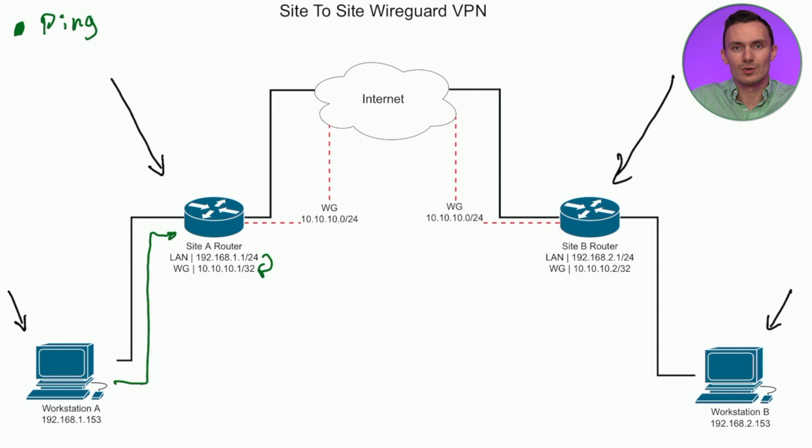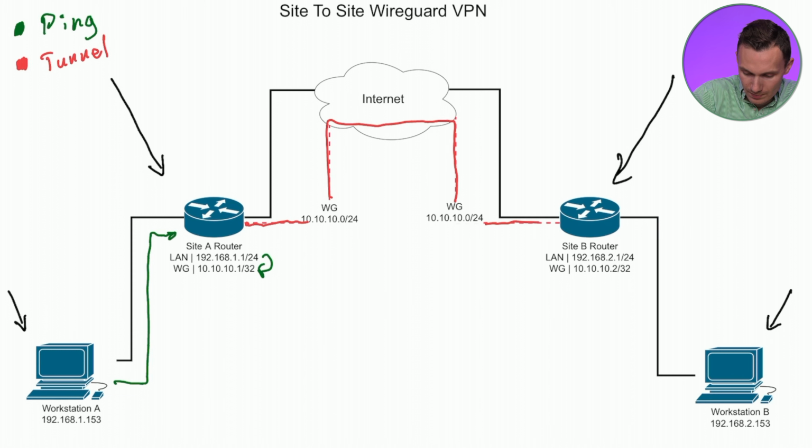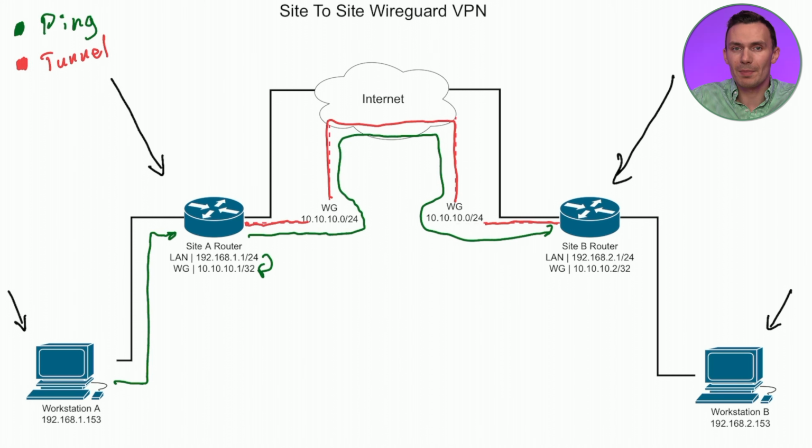The WireGuard interface receives the ping packet, then checks which peer to match the packet to, in this case Site B router, and then initiates the handshake with Site B to create the encrypted tunnel. Once the encrypted tunnel is established, the WireGuard interface sends the packet over the tunnel to Site B router. The Site B router receives the packet, decrypts it, and checks where to route the packet using the routing table. Then finally, the ping packet is sent to Workstation B.